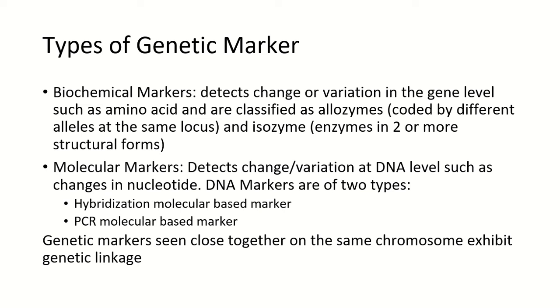Here come molecular markers. Molecular markers detect variation at DNA level, such as the variation in nucleotide. So DNA markers are of two types: hybridization molecular based marker and PCR molecular based marker. Genetic markers seen close together on the same chromosome exhibit genetic linkage.